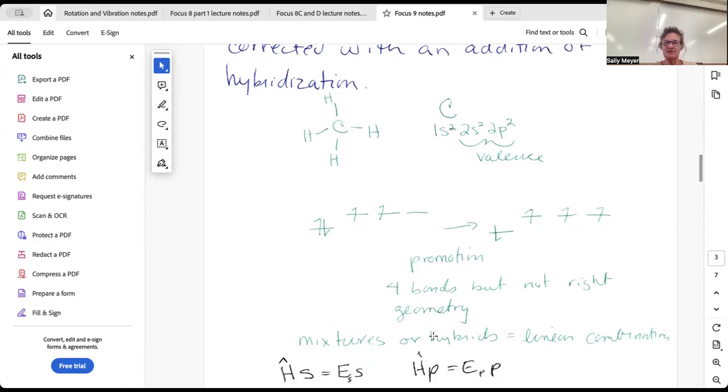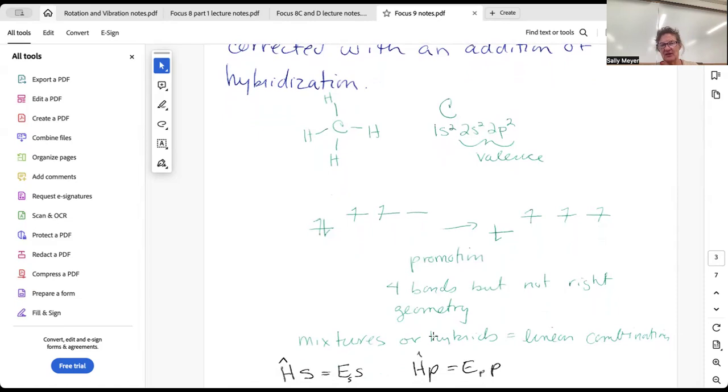So the idea of promotion is that we could take one of the electrons in the s orbital and promote it up to a p orbital. That would give us four orbitals, each with one electron. So that solves the error of not the right number of bonds being predicted. That takes a little bit of energy, but as you saw, when you form a bond, the system goes way down in energy on that potential energy curve. And so you get that energy back.